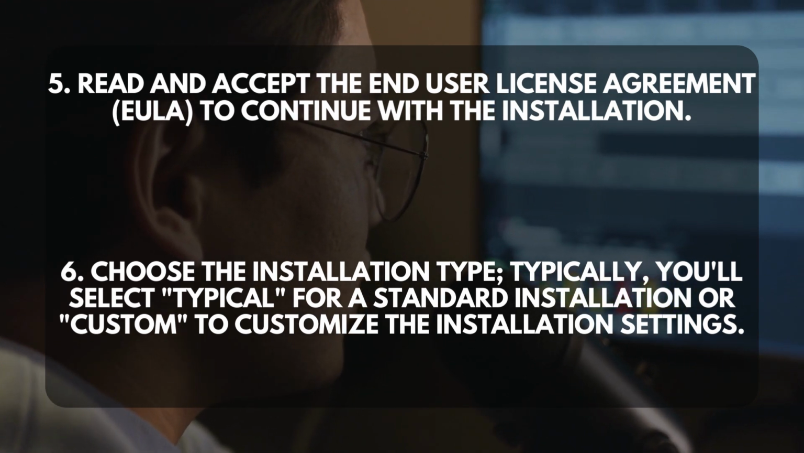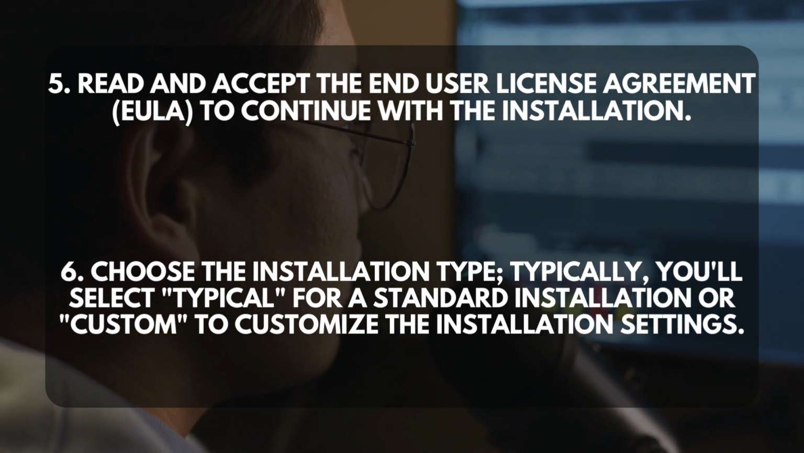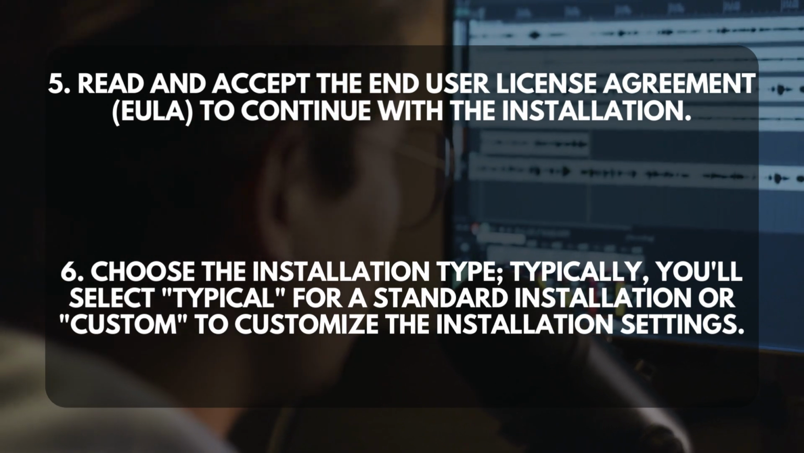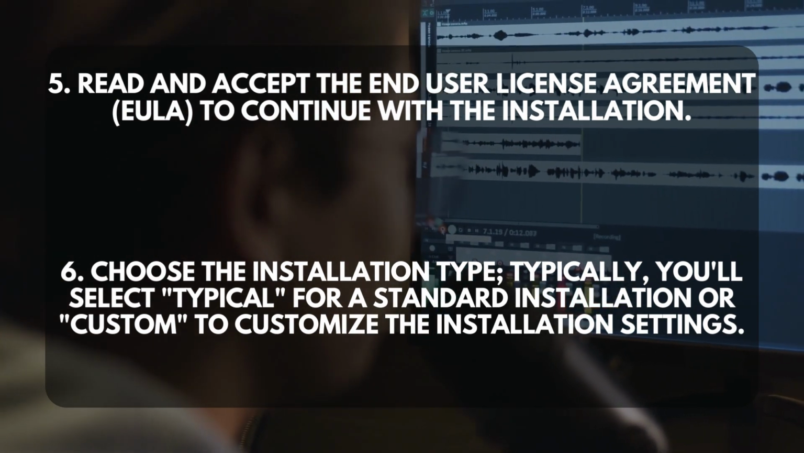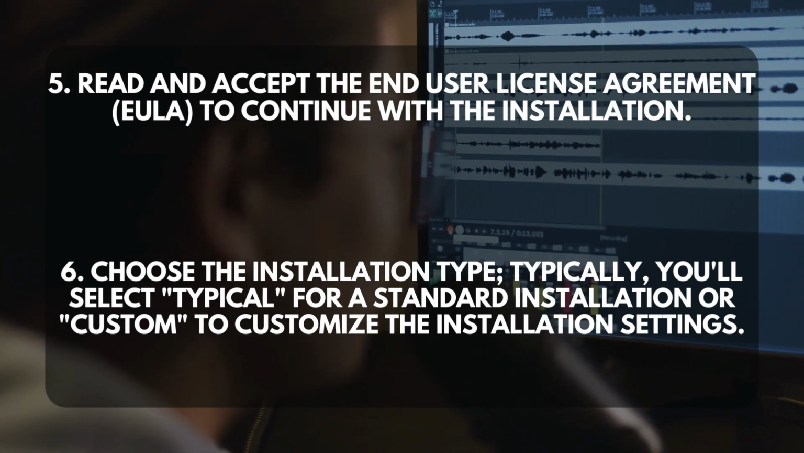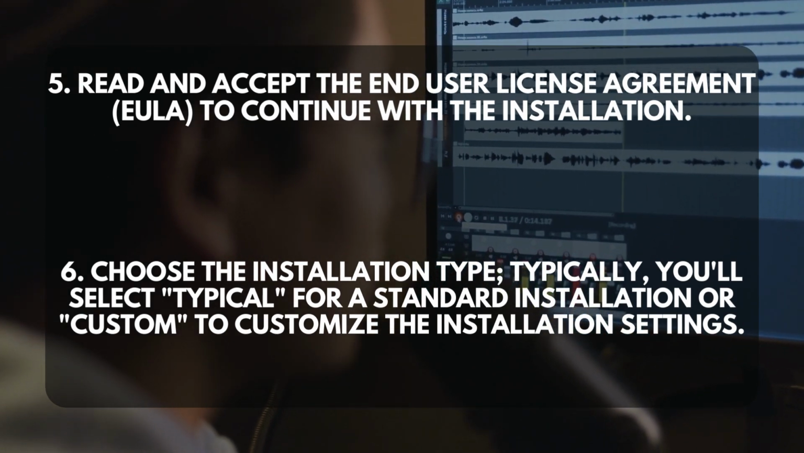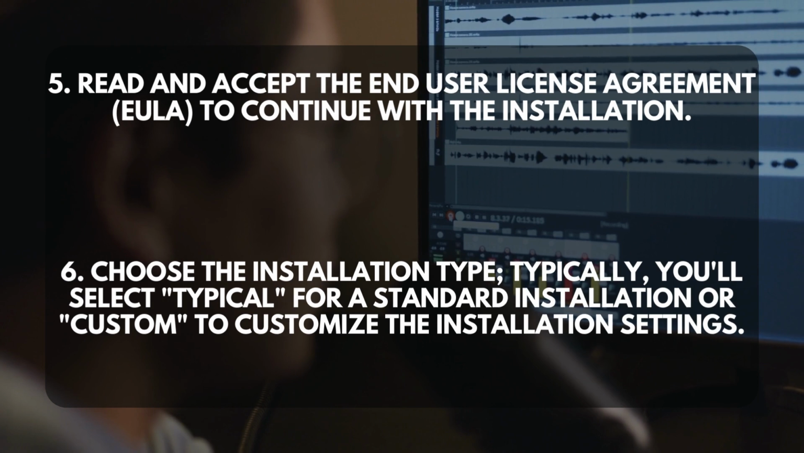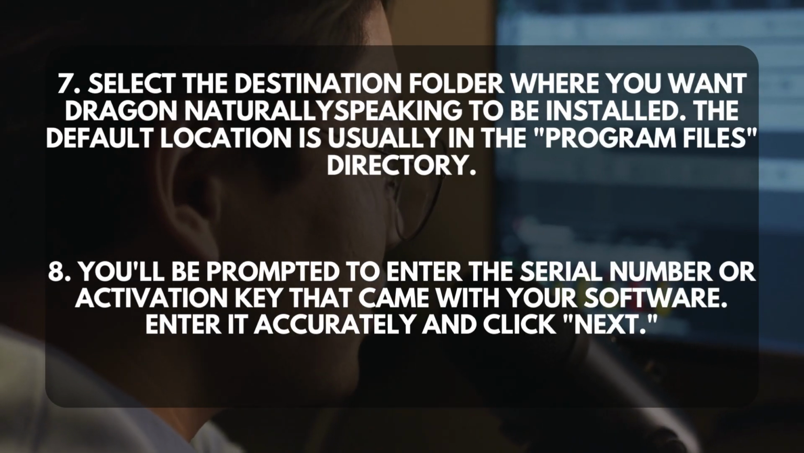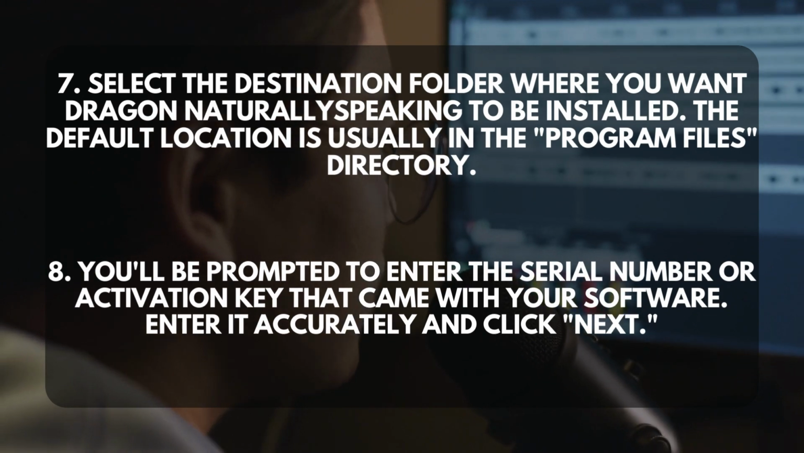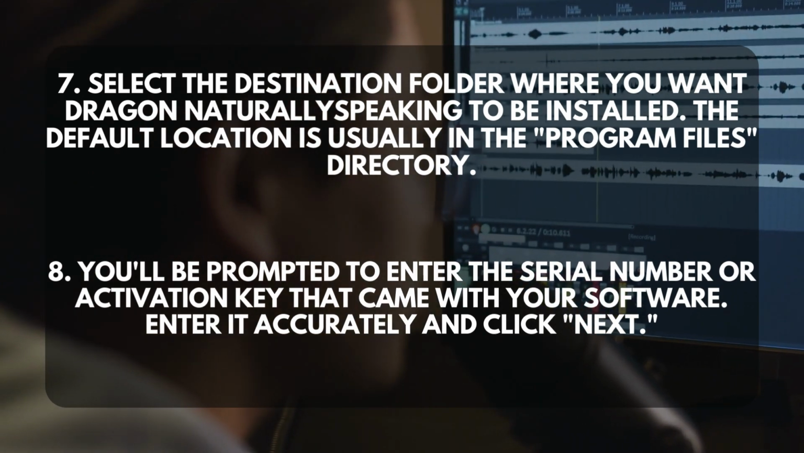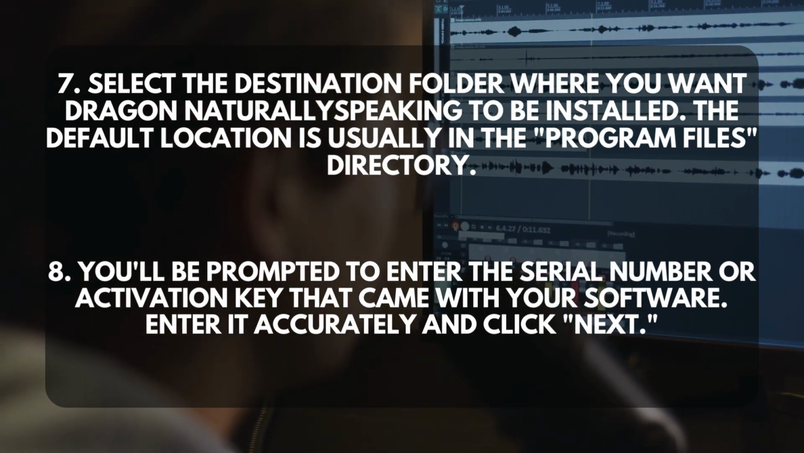5. Read and accept the End User License Agreement (EULA) to continue with the installation. 6. Choose the installation type. Typically, you'll select typical for a standard installation or custom to customize the installation settings. 7. Select the destination folder where you want Dragon NaturallySpeaking to be installed. The default location is usually in the Program Files directory.